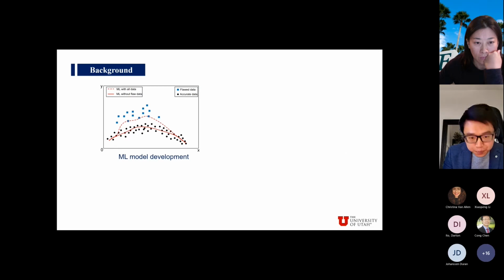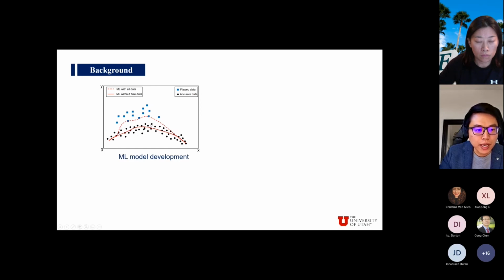Okay, so here I want to use a very simple example to show the benefit of the PRML. This figure shows the data we collected. The black dots are the accurate data, or the good data, and the blue ones are the flawed data. Imagine if we have no idea how to identify the flawed data, we just grab all the data and build up the machine learning model. Then we will get this dashed line. And if we have the capability to eliminate all flawed data, then we can come up with another machine learning model, which is the solid line.